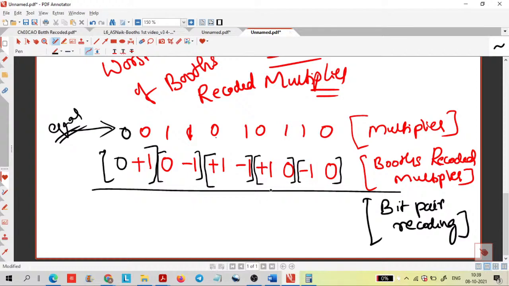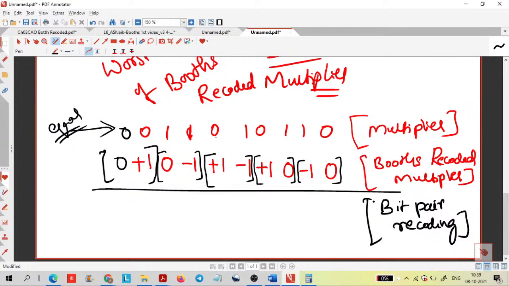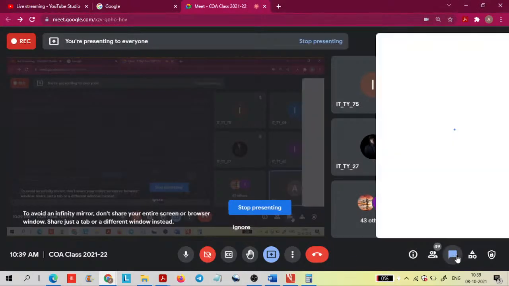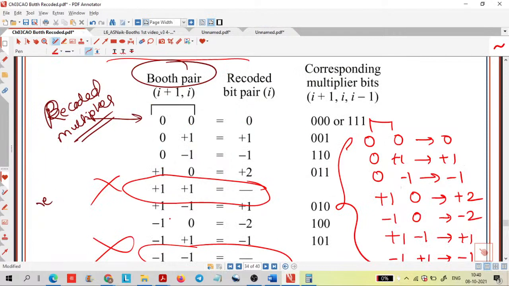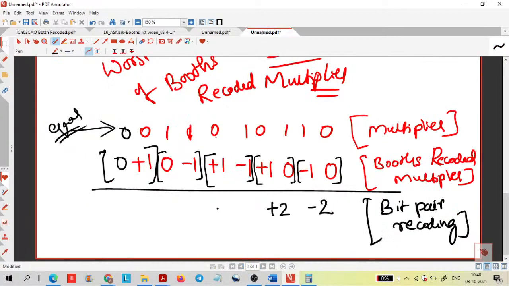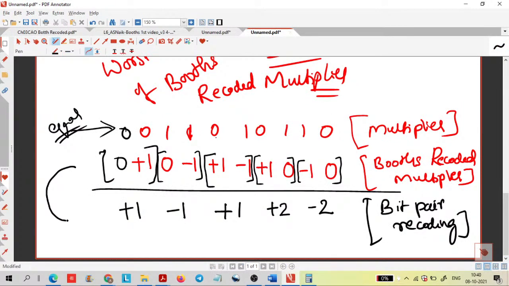So what was -1 0? -1 0 means -2, I think from the table. Yes, roll number 40, correct. -1 0 means -2, +1 0 means +2, then +1 -1 means +1, and 0 -1 gives -1, 0 +1 gives +1, and 0 +1 again. So you will have to remember this table, and you have converted from the both recoded multiplier to this bit pair recoding method.